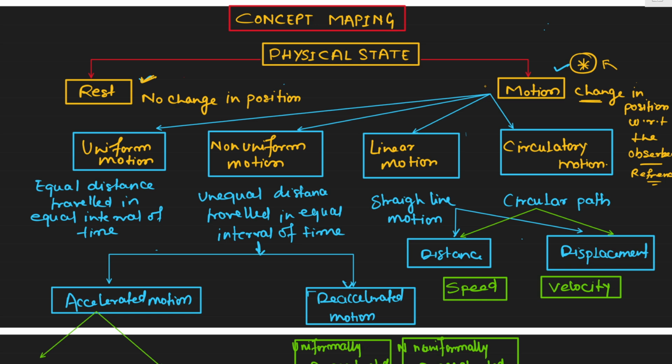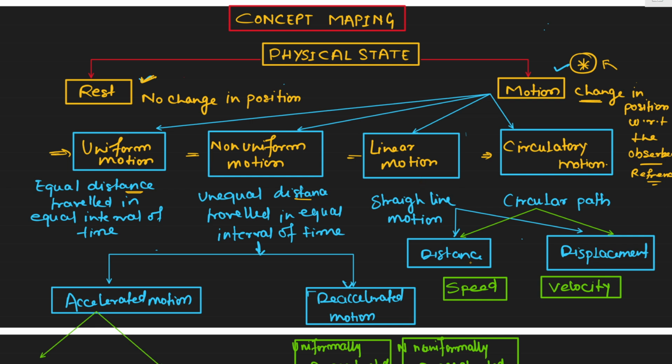Understood? So now motion is divided into four categories here: uniform motion, non-uniform motion, linear motion, circulatory motion. Motion is change in position of an object with respect to the reference or observer, or with respect to time also. Uniform motion means equal distance traveled in equal interval of time, and non-uniform motion is unequal distance traveled in equal interval of time. Linear motion is straight line motion; circulatory motion is motion in a circular path.